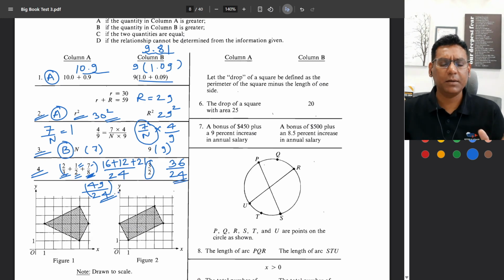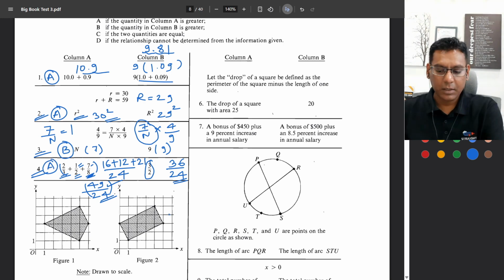Always keep looking at whether this is positive or negative, because the comparison sort of reverses when you're comparing fractions. Here the new denominator is the same, so the numerator that is bigger will be the bigger number if they are positive numbers. So basically 49 by 24 will be bigger than 36 by 24. So answer choice A. Let's look at this question.